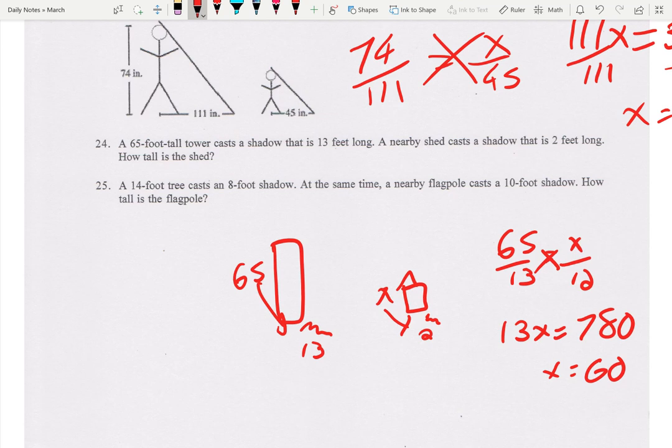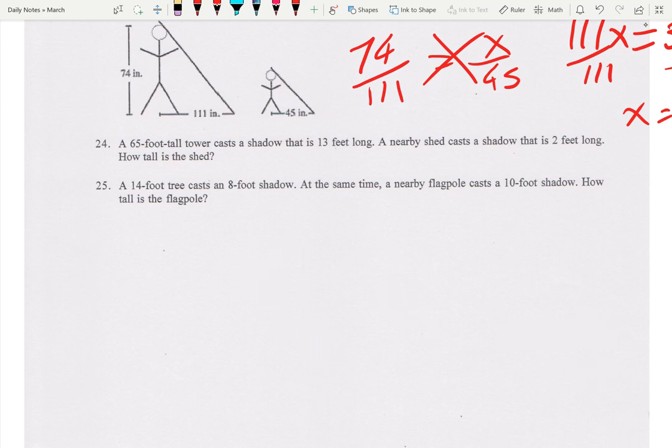Oh wait, I wrote 12 instead of 2. Oops, hold on, I have to fix this. I did that wrong. So 65 times 2, not 65 times 12. That's 130. So divide by 13, you have x equal to 10. So the shed is 10 feet tall. That's my fault, but we're good.